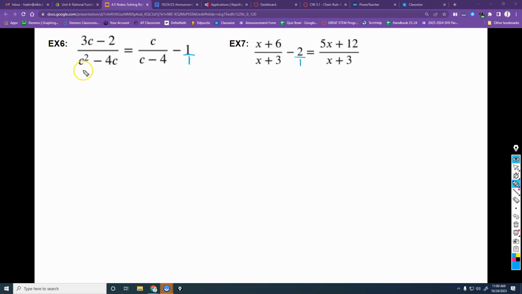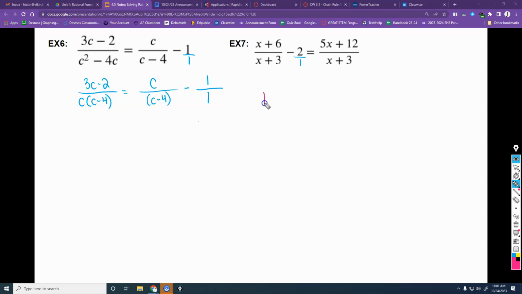Now, I've got c squared minus 4c, I've got c minus 4, and I've got just a 1. Will any of those factor? This first one right here, what can I pull out? A c. So this will factor, I'll still have my 3c minus 2. This could be c times c minus 4. And it is better to do that because right here you have a c minus 4 also. So that's going to make it better for our least common denominator.